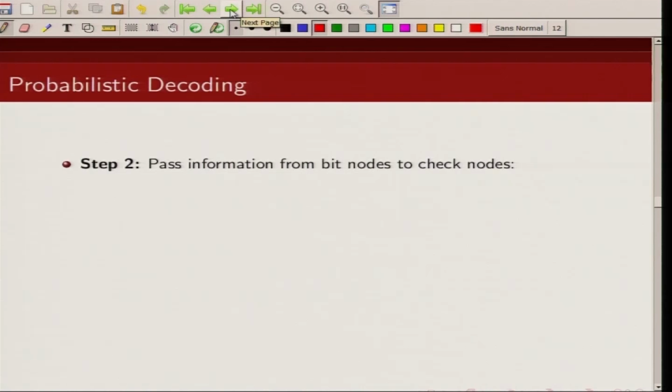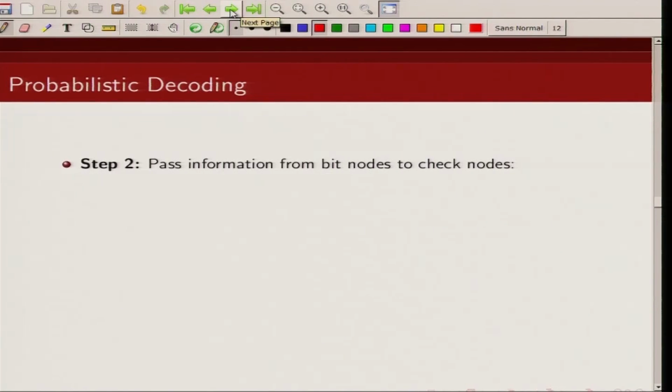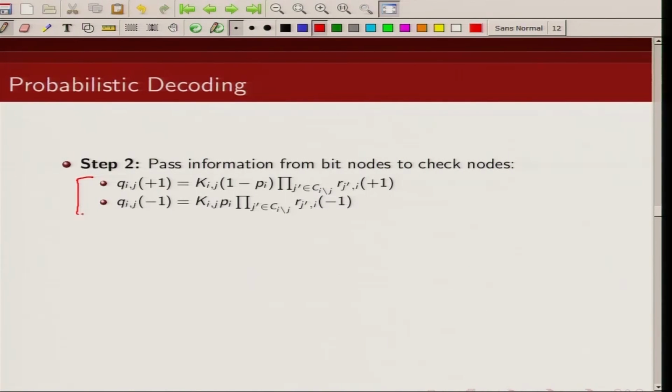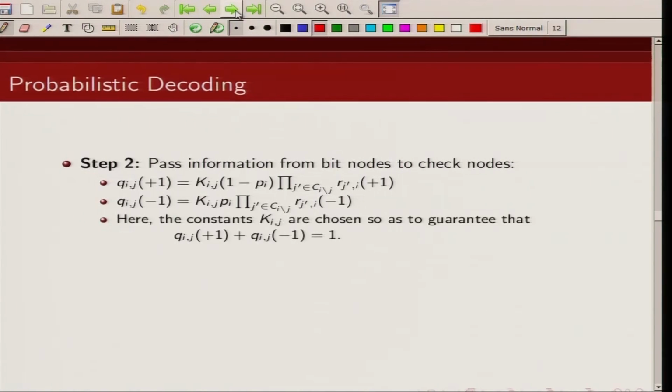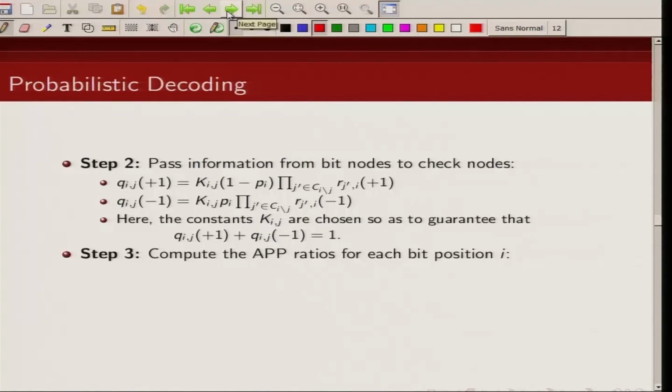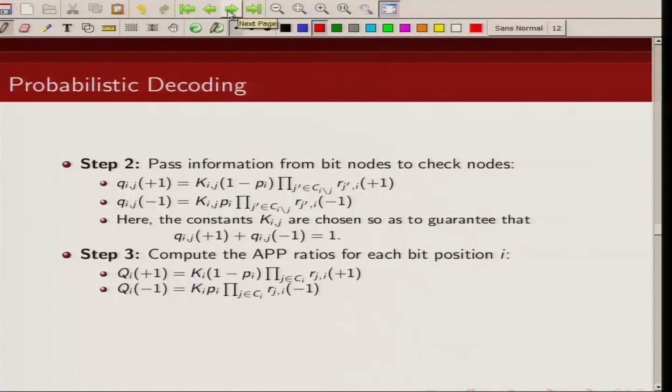Now, once you get these updated Ris from the various check nodes, then the Qis are updated. So, you are going to send this modified information, these Qis, to the parity check nodes, and this is given by this. You can do some normalization; these Ki's are just some constants. And finally, we will compute the a posteriori probability, given by this expression, and this we have derived earlier in the lecture.